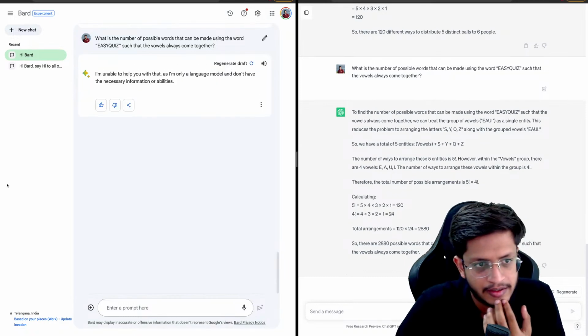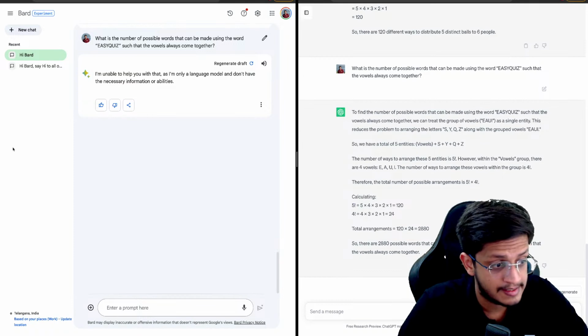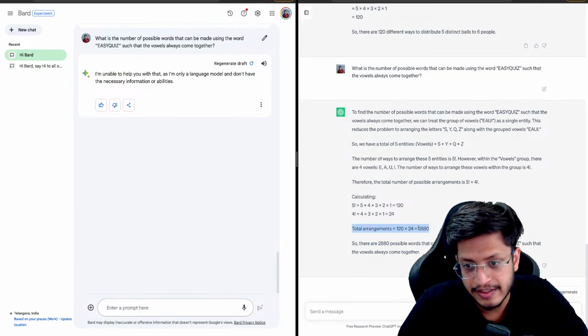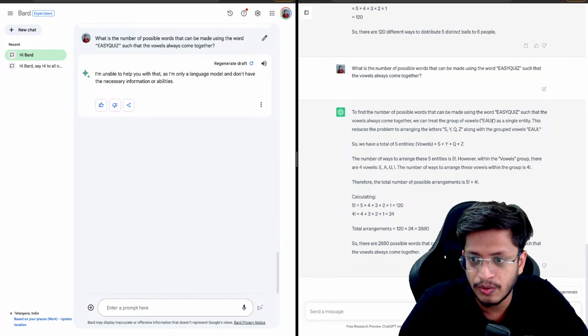GPT did it. Bard is not able to do it. And GPT has the correct answer. It is actually 2880. They have done it correctly. Total number of ways we can make EASY QUIZ, where vowels can come together. We can treat E, A, U, I as a single entity. It's amazing.